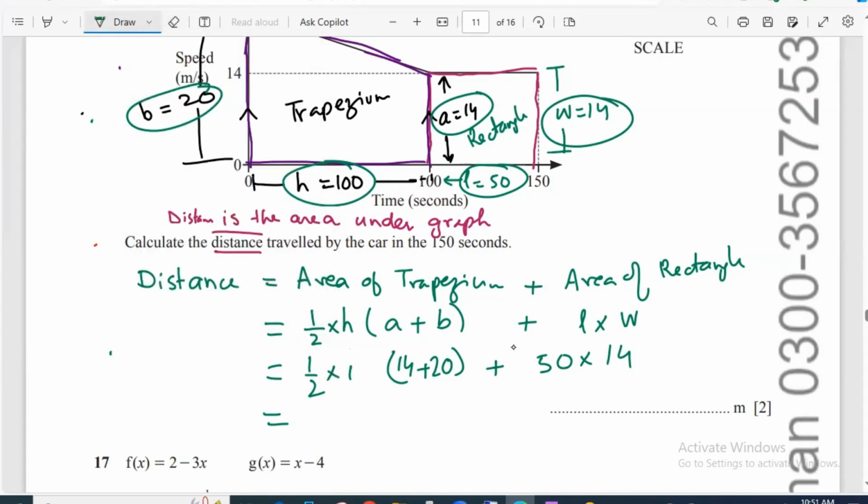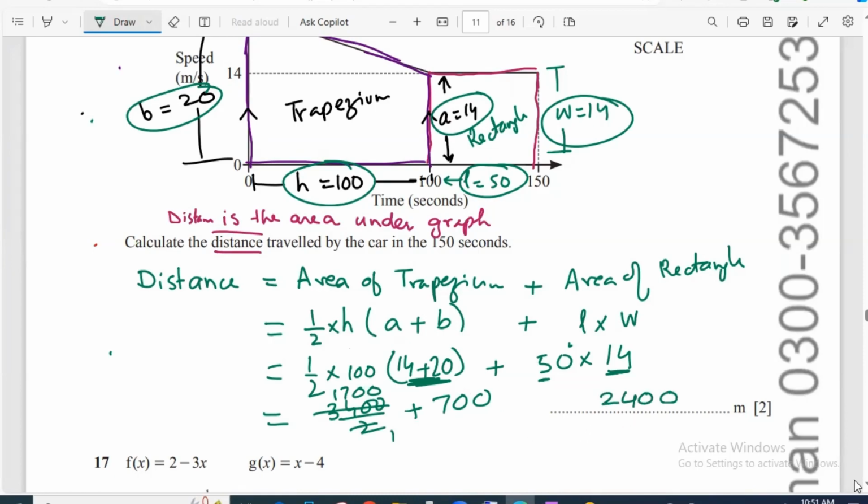Just multiply by 100. To save your time, calculate mentally. First, simplify the bracket: 14 plus 20 is 34, and 34 into 100 is 3400 upon 2, which is 1700. Plus 50 times 14: 14 fives are 70, and with the zeros it is 700. So 1700 plus 700 is 2400. That is the answer.